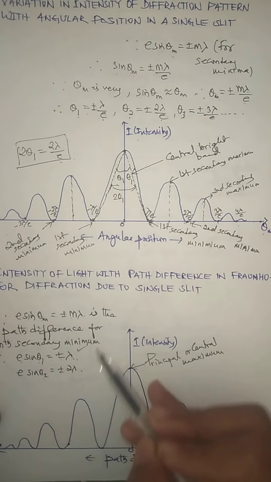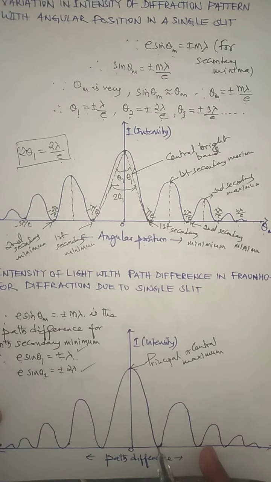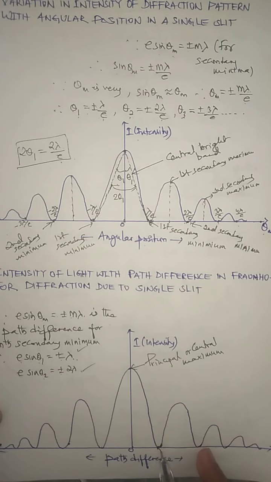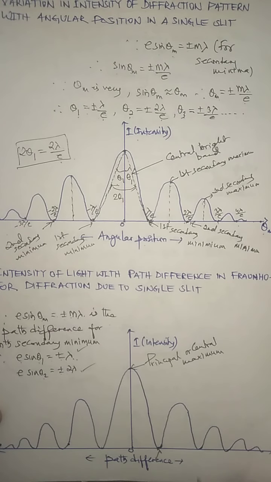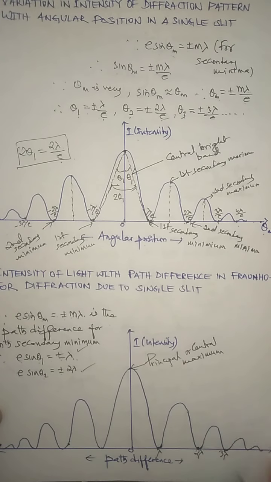That means with this path difference, we can plot a graph. So this is for the first secondary minimum. On the positive side, the path difference will be what? Lambda only. Now this is the second secondary minimum. On the right hand side, your path difference is what? 2 lambda. Similarly, this is the third secondary minimum. The path difference will be 3 lambda.